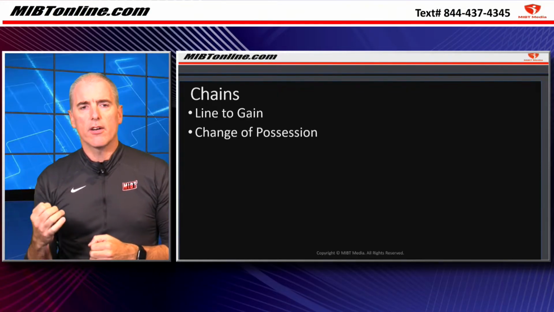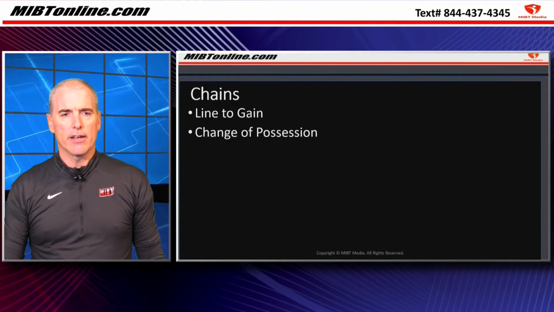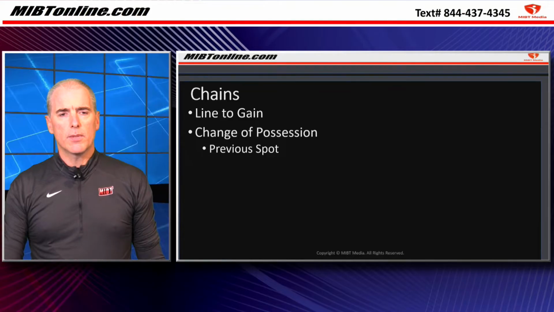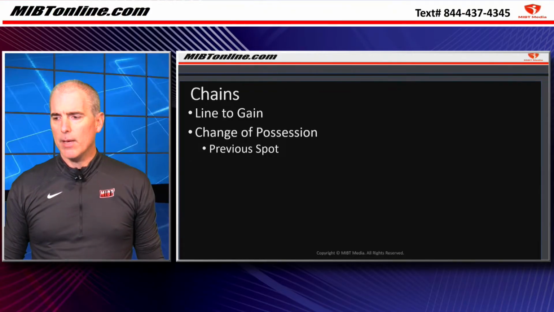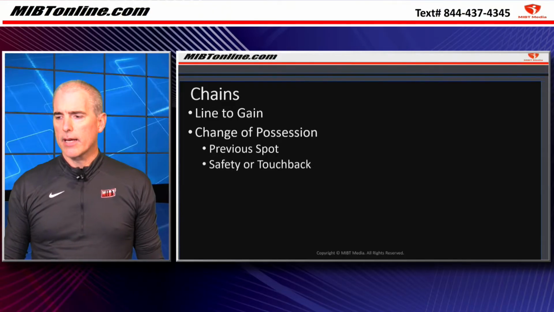There are exceptions to it, and there are a couple exceptions. We're going to get into that here in a second, because change of possession, previous spot, and safety or a touchback. All right, so when you have the ball, here's first down, here's the back stake, and the tip of the ball should be at the back stake. So this should be on the yard line if you can. Why? Because if they get to the front stake, tip of the ball hits the front stake, that's first down.